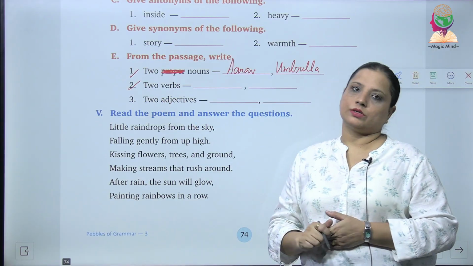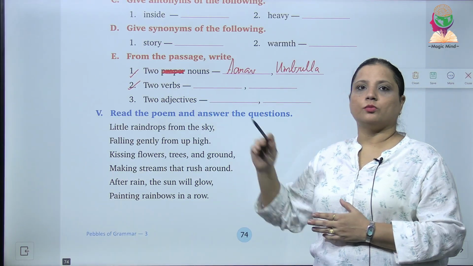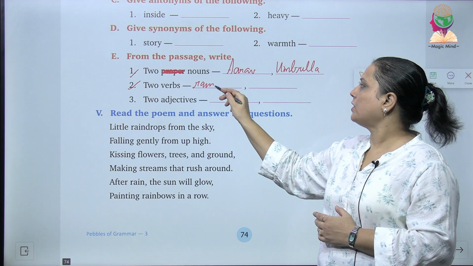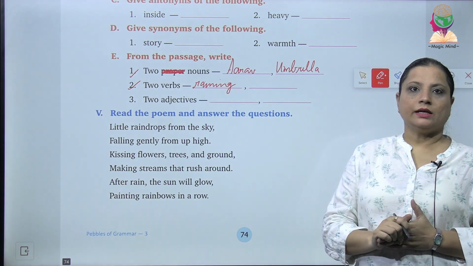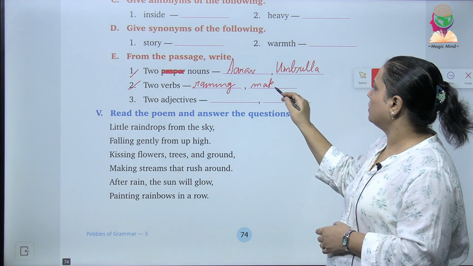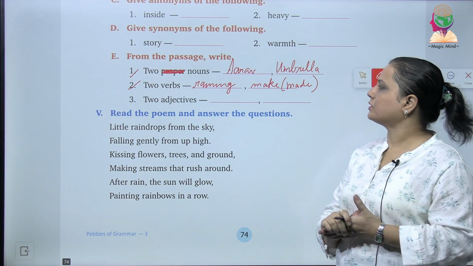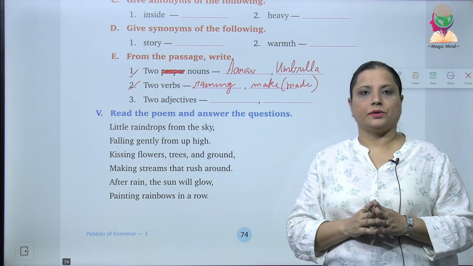So we have now completed question number 1. Let's move on to question number 2. You have to name any two verbs from the passage. The first verb which I am writing over here is raining, and the second verb is make, or in the bracket the word made. The past tense was used over there. So I am writing both the words over here.